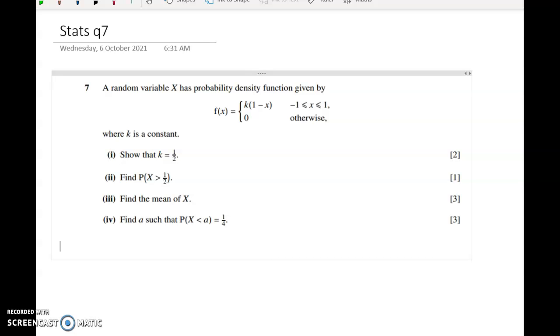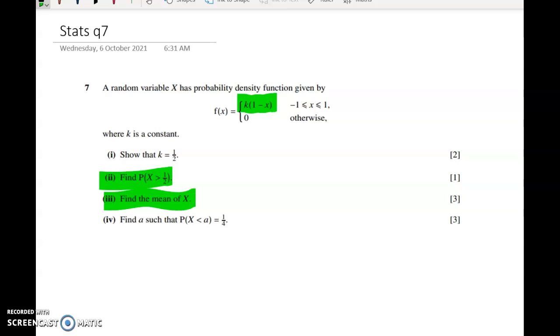So we've got a probability density function, and we have to do all of the usual things in this question, but it adds up overall to a very lovely 9 marks out of 50. First, we have to show that k in the PDF is equal to 1/2. Then we have to find a probability. Then we have to find the mean, and then we have to find a value that will give us a probability. So it's all just going to be lots and lots of integration.